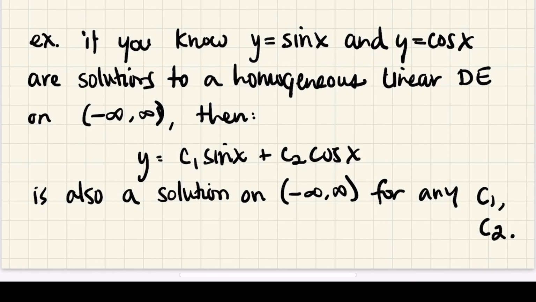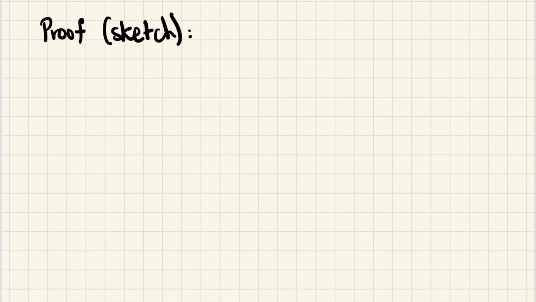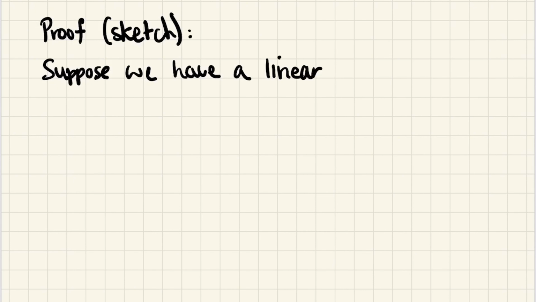Okay, why don't we sketch a proof of this very important and useful theorem? We're just going to prove the case for k equal to 2. So supposing we have two solutions, we're going to prove that the sum of those solutions is also a solution. So suppose we have a linear nth order homogeneous equation.